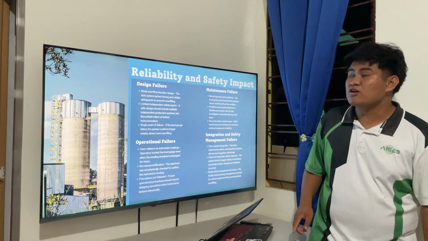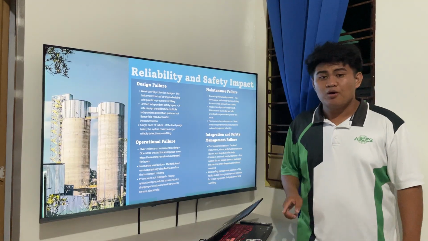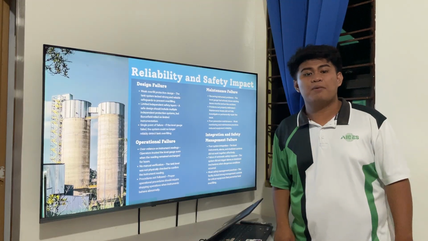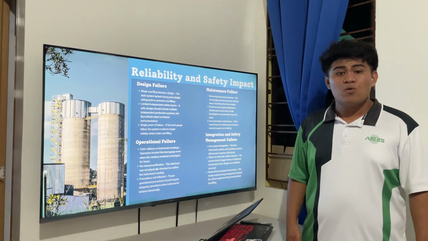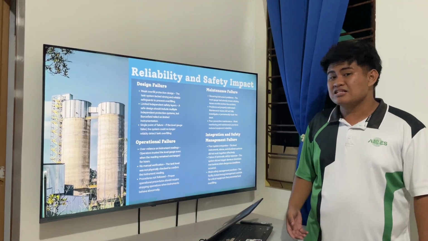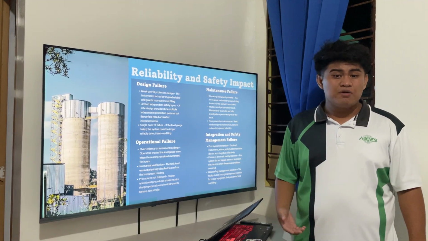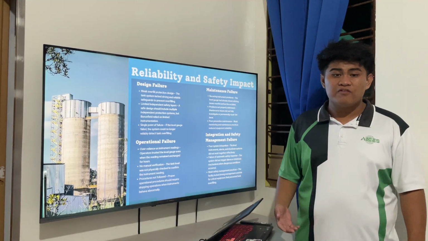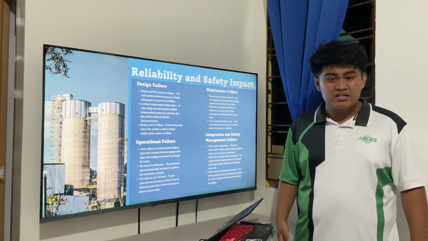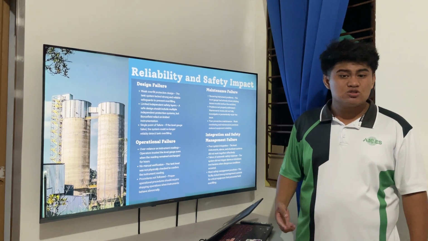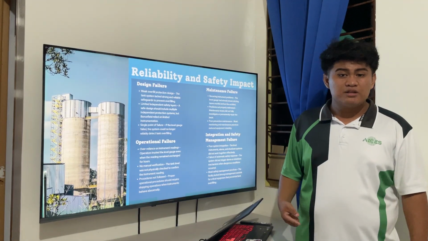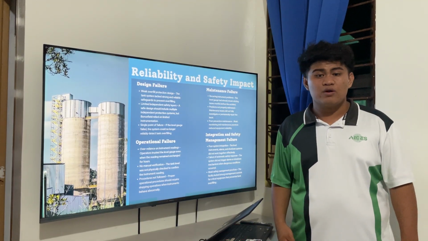Second, there was an operational failure. Operators relied heavily on the instrument readings and did not manually verify the tank level even when the gauge reading remained unchanged for a long time. There was also a maintenance failure where known instrument problems were not properly fixed and preventive maintenance was weak. Finally, integration and safety management failures meant that alarms, instruments, and shutdown systems did not work together effectively, and management controls for critical equipment were insufficient.